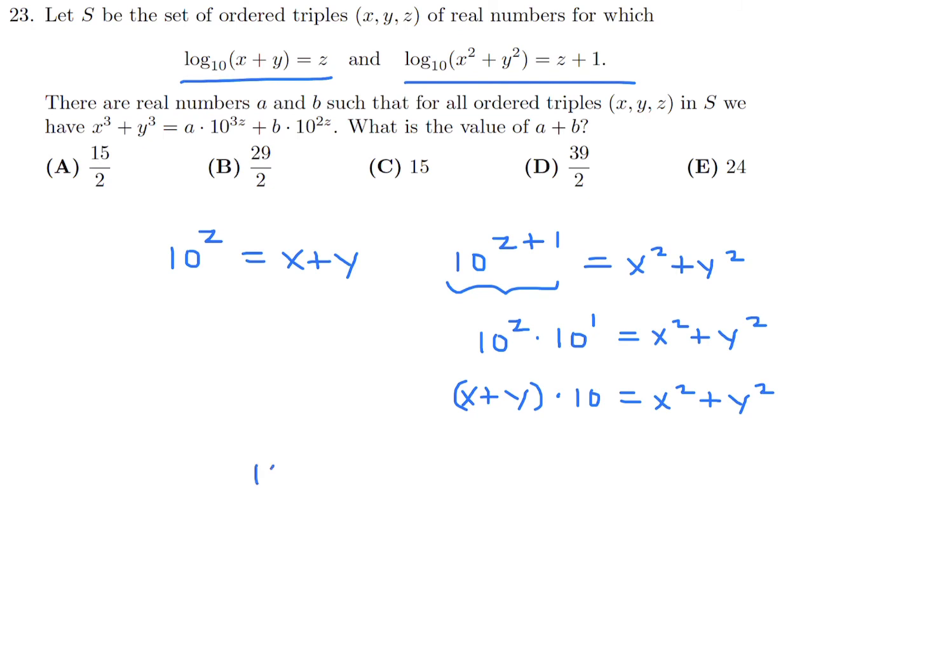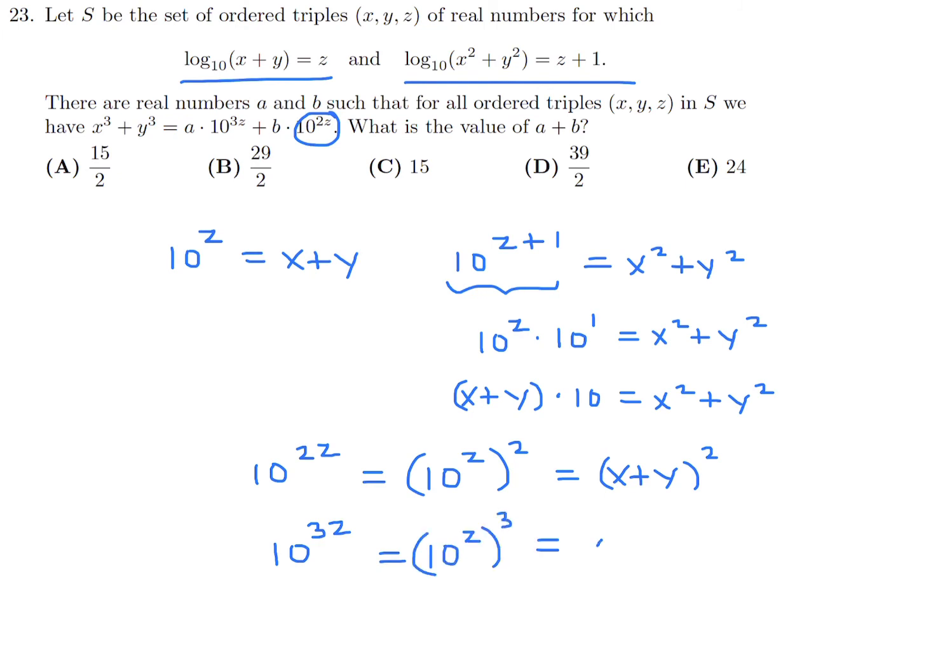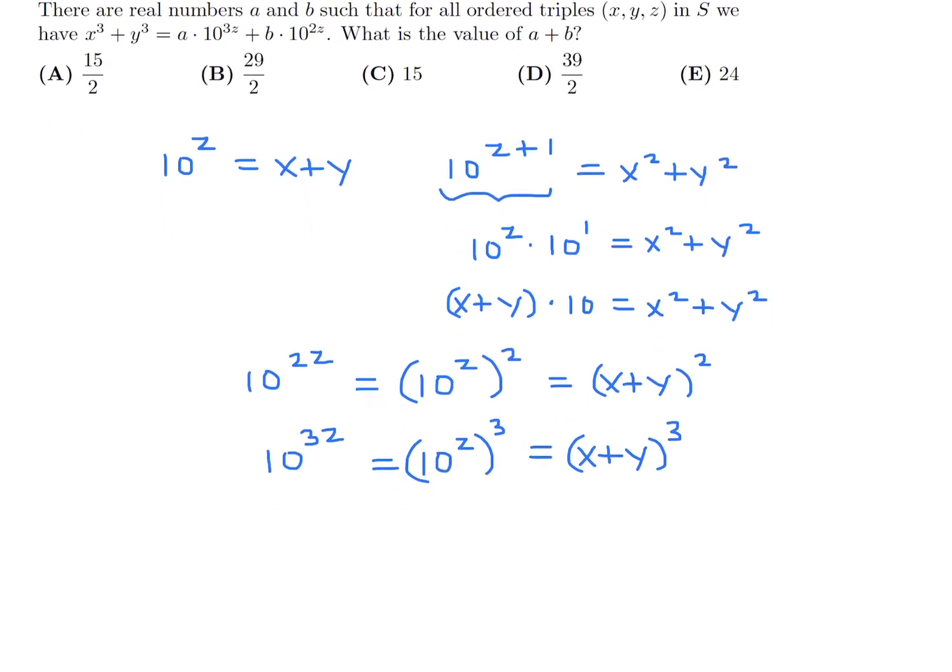And 10 to the power of 2z, since I've got that here, is 10 to the power of z all squared, like that. So that basically means that's x plus y all squared. And then 10 to the power of 3z, which is what we have here, is 10 to the power of z all to the power of 3, which is x plus y all to the power of 3, like that. And I'm just setting up what we can possibly use as this question moves forward. Now, where do we go from here?